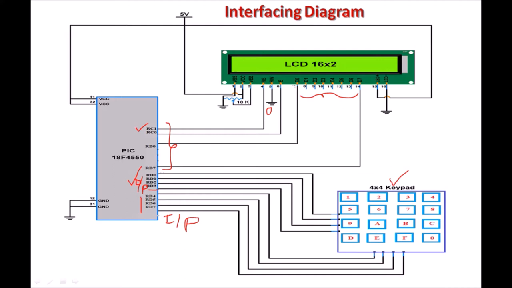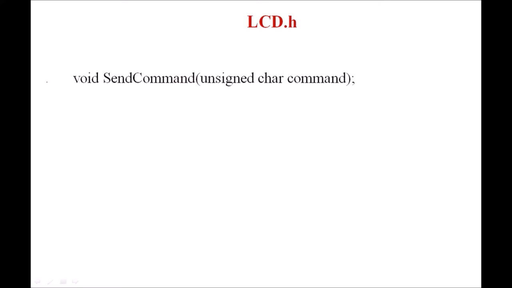So here we are going to write an embedded C program using this interfacing diagram. The already written LCD functions we are going to use here. We'll write all these LCD interfacing functions in the lcd.h file, that is the header file, and we include this header file in our program. In the lcd.h file, the functions will be written as send command, that is to write a command in the command register.